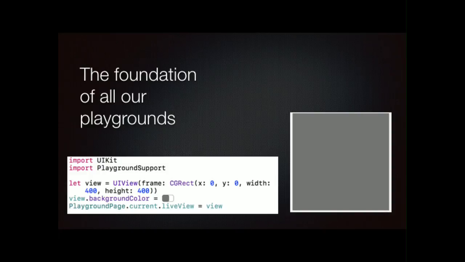And then set the current page's liveView equals view. And then if you have the assistant editor open in your playground, the double rings, you're going to see that gray square. Nothing very interesting yet, sorry. We'll get there.